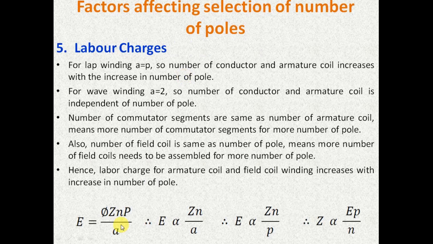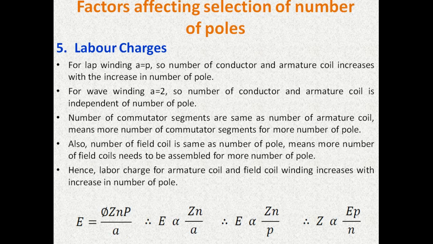All of you are quite familiar with the standard relation, that is, induced EMF is equal to φPnZ by 60A. Instead of capital N by 60, we have written here small n. Usually you have studied in your DC machines course this relation φPNZ by 60A, but there we have used capital A for the number of parallel paths. Here we are using small a, both are the same. That is, number of parallel paths.